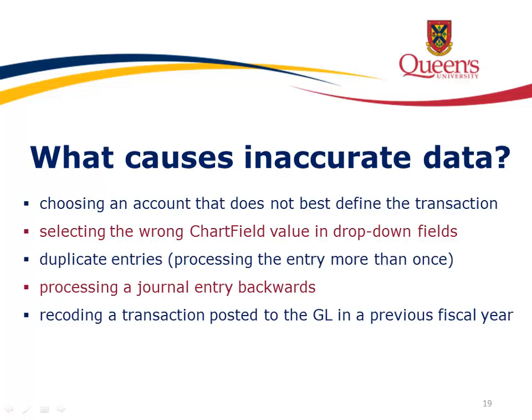What causes inaccurate data? Choosing an account that does not best define the transaction, selecting the wrong chart field value in drop-down fields, duplicate entries, processing the entry more than once, processing a journal entry backwards, recoding a transaction posted to the GL in a previous fiscal year.